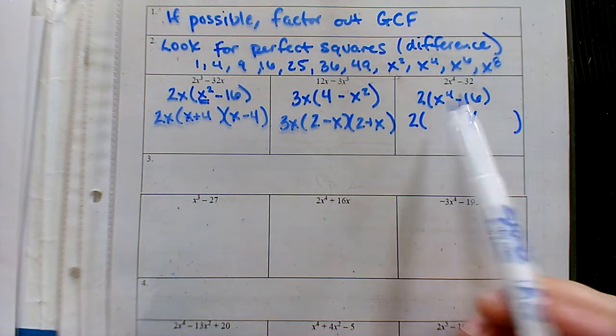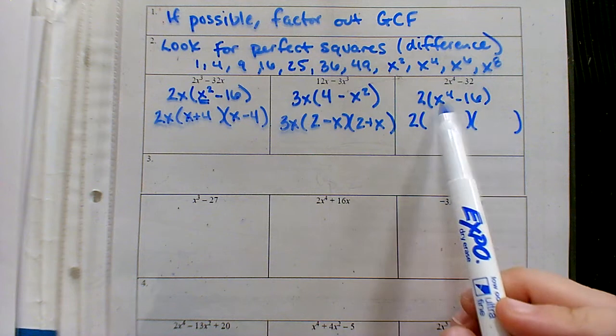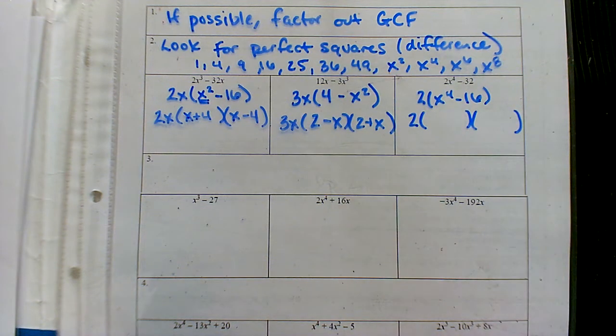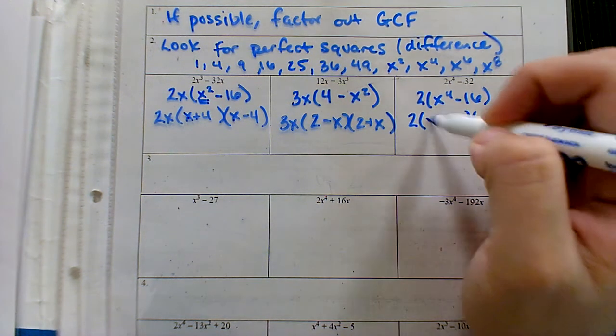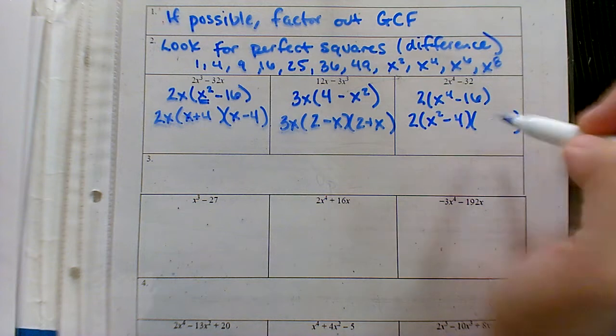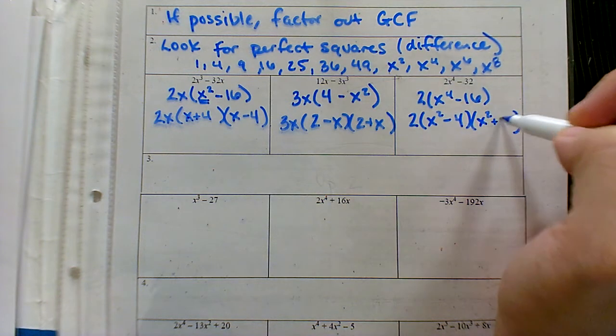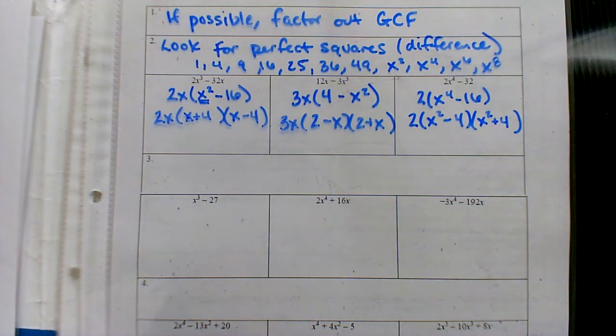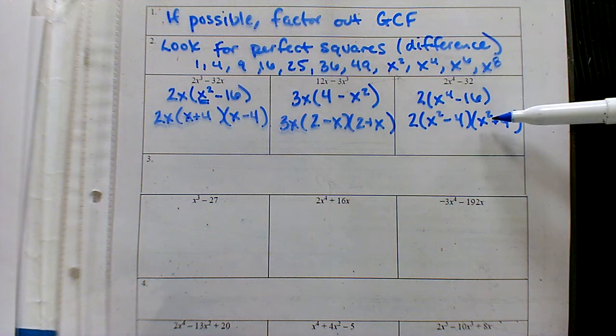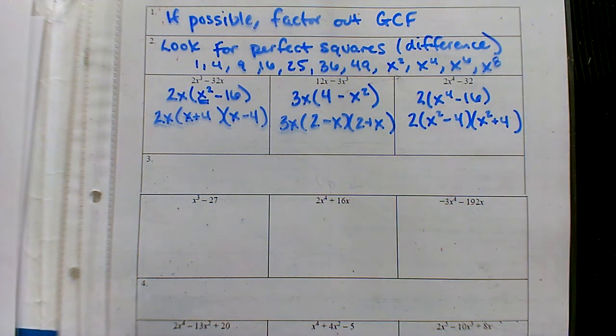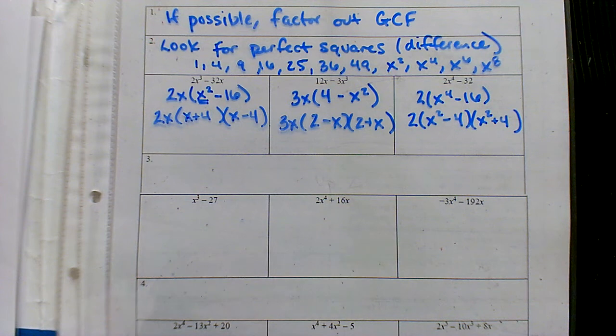Can we notice the perfect squares here, x to the 4th and the 16? What do you think, Emily? X squared minus 4 and x squared plus 4. Okay, so if we use the same thought process as we did on the other two, we can break up x to the 4th as x squared and x squared, and then 16 as 4 and 4. Okay, difference of perfect squares, you can break them up 1 plus, 1 minus.